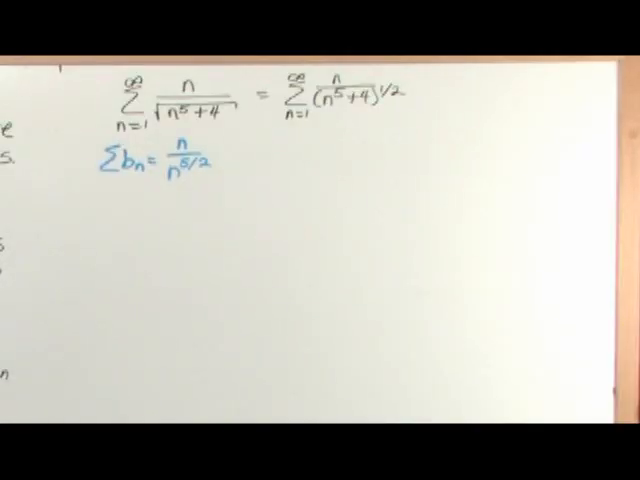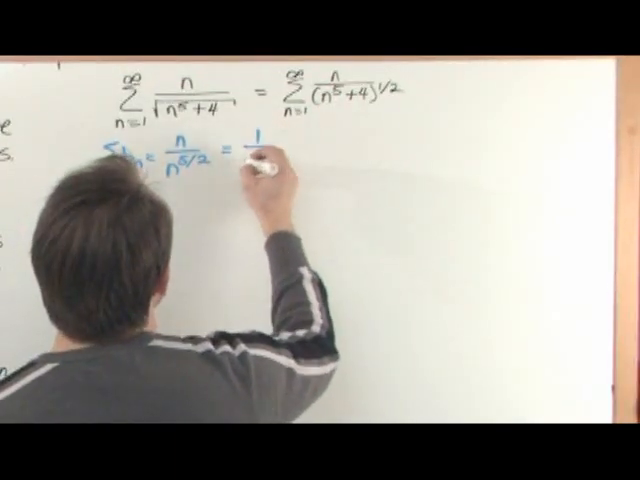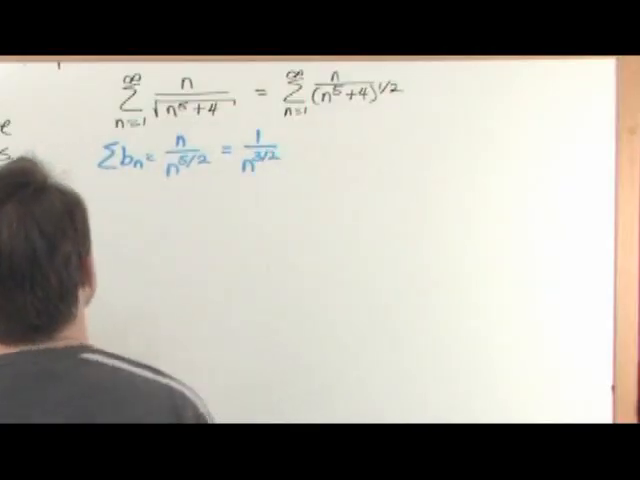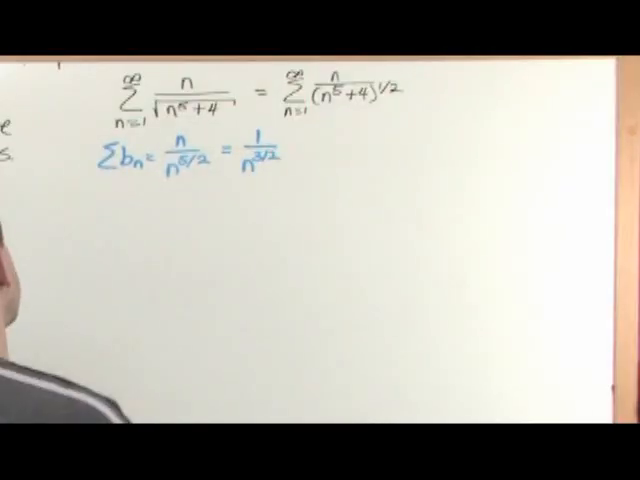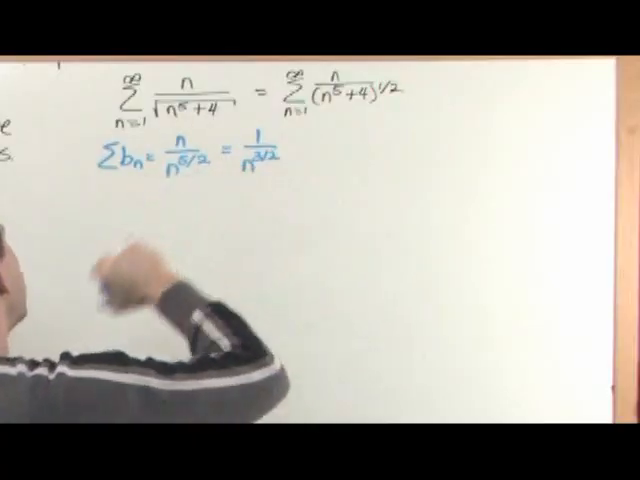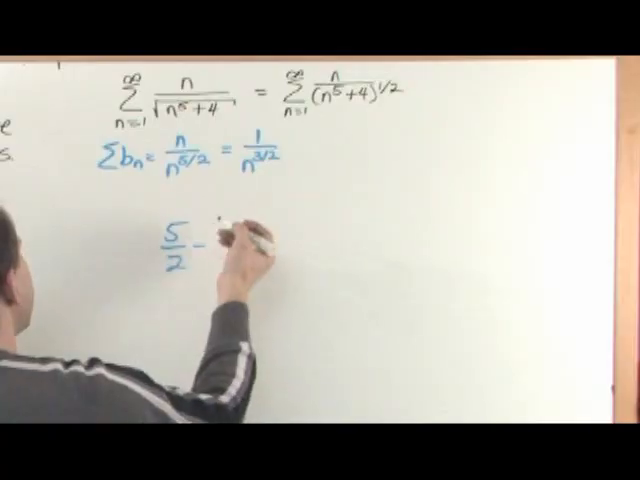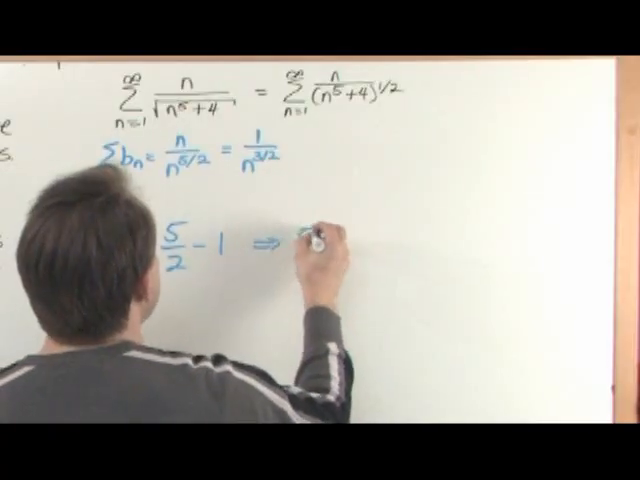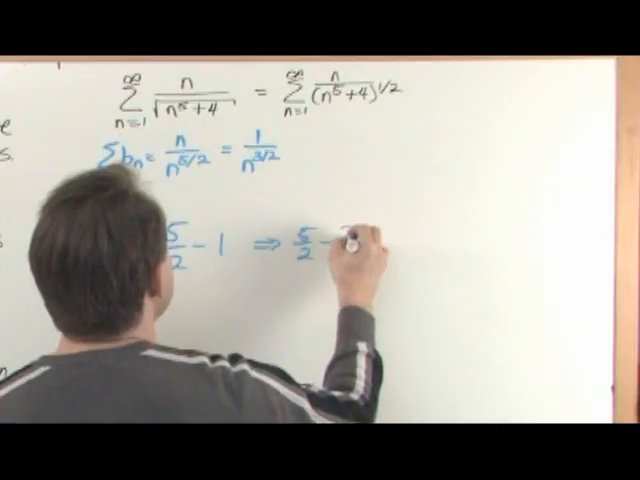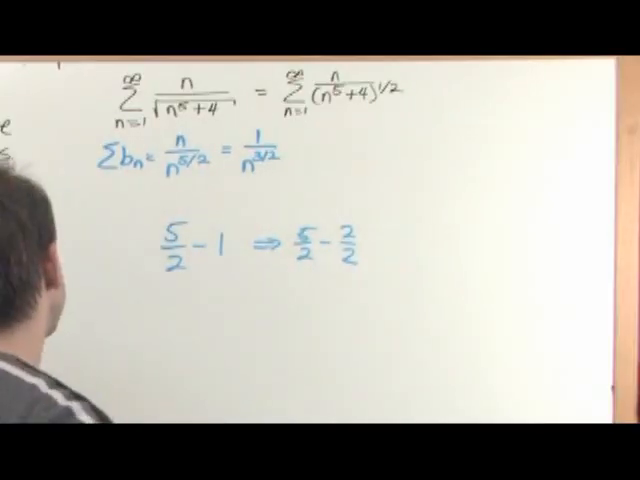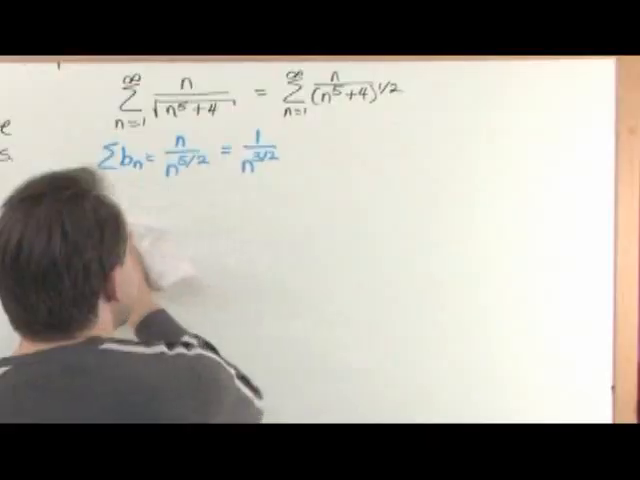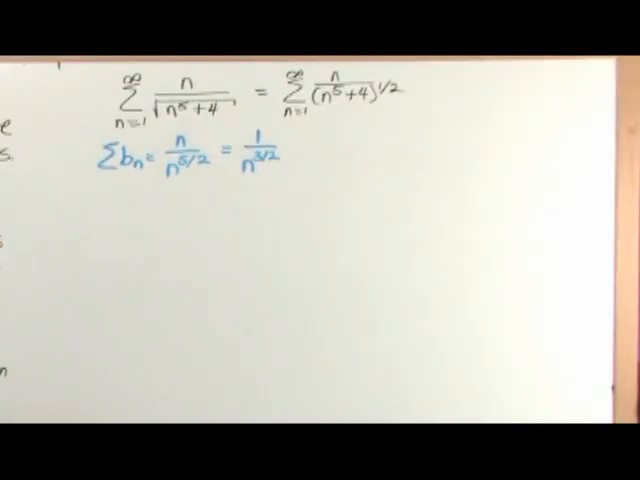So it's n over n to the 5 halves, okay? So the next thing you want to do is see if this thing converges or not. You can see that this is going to reduce to 1 over n to the 3 halves, because basically you strike this out and subtract 1 from the bottom. So 5 halves minus 1, which is 5 halves minus 2 halves, gives you the 3 halves on the bottom. So you're just subtracting the exponents to get that. So this is a reduced form of b sub n, and we're going to work with that reduced form.